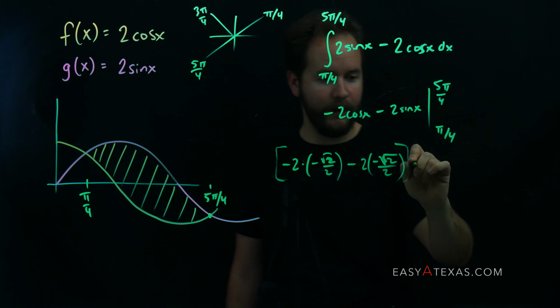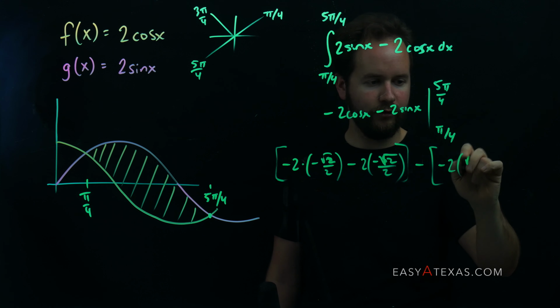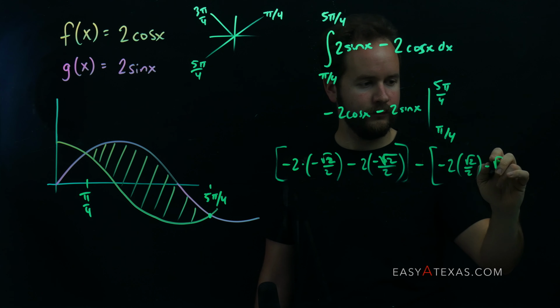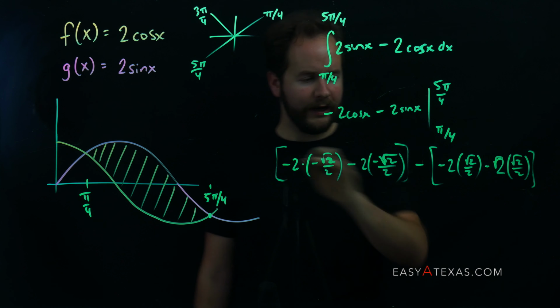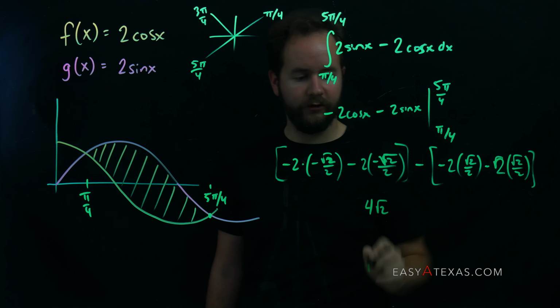Now I'm going to plug in my lower bound of pi over 4. This is going to give me negative 2 times cosine of pi over 4, which is root 2 over 2, minus 2 times sine of pi over 4, which is also root 2 over 2. Well, make sure I put the 2 there. And when I collect all these terms together, I end up getting positive 4 root 2, and that is my final answer.